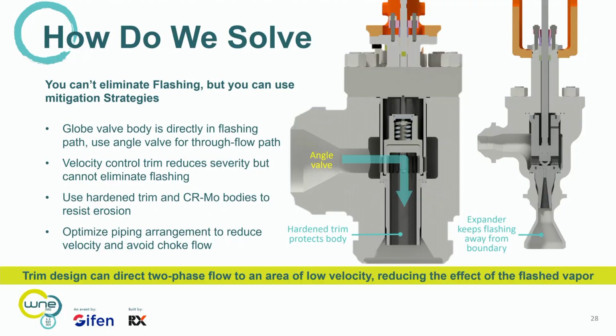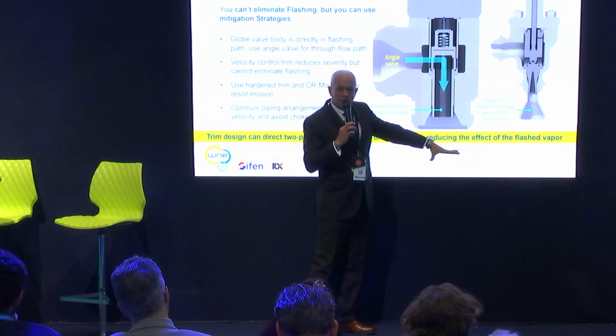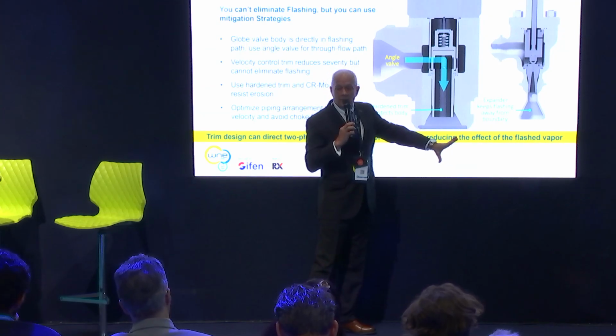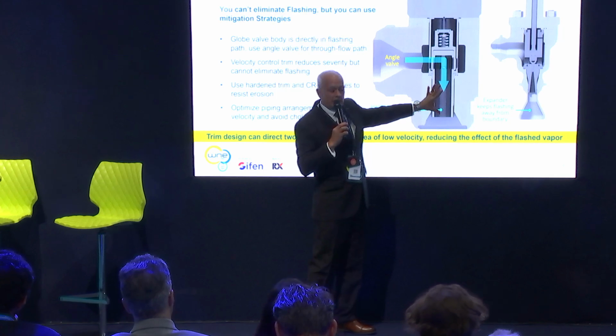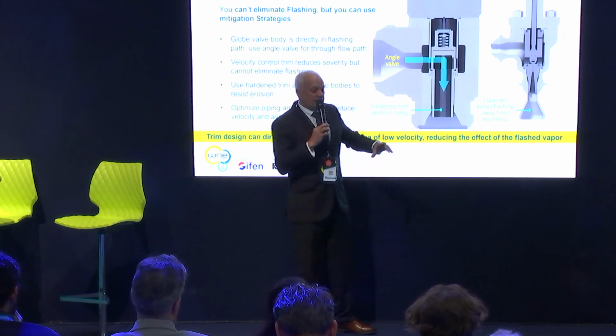Okay? What we can do is design trim that basically directs the two-phase flow to an area of lower velocity. Whether that's an angle, the ideal situation is you put an angle in here. This is going to flash, all right? I'm going to put some special long seat ring here that takes that flashing away from that valve and blows it into the pipeline. Over time, that pipeline is going to have a problem, but you're going to protect the valve, okay? The same thing can be done with a globe valve.